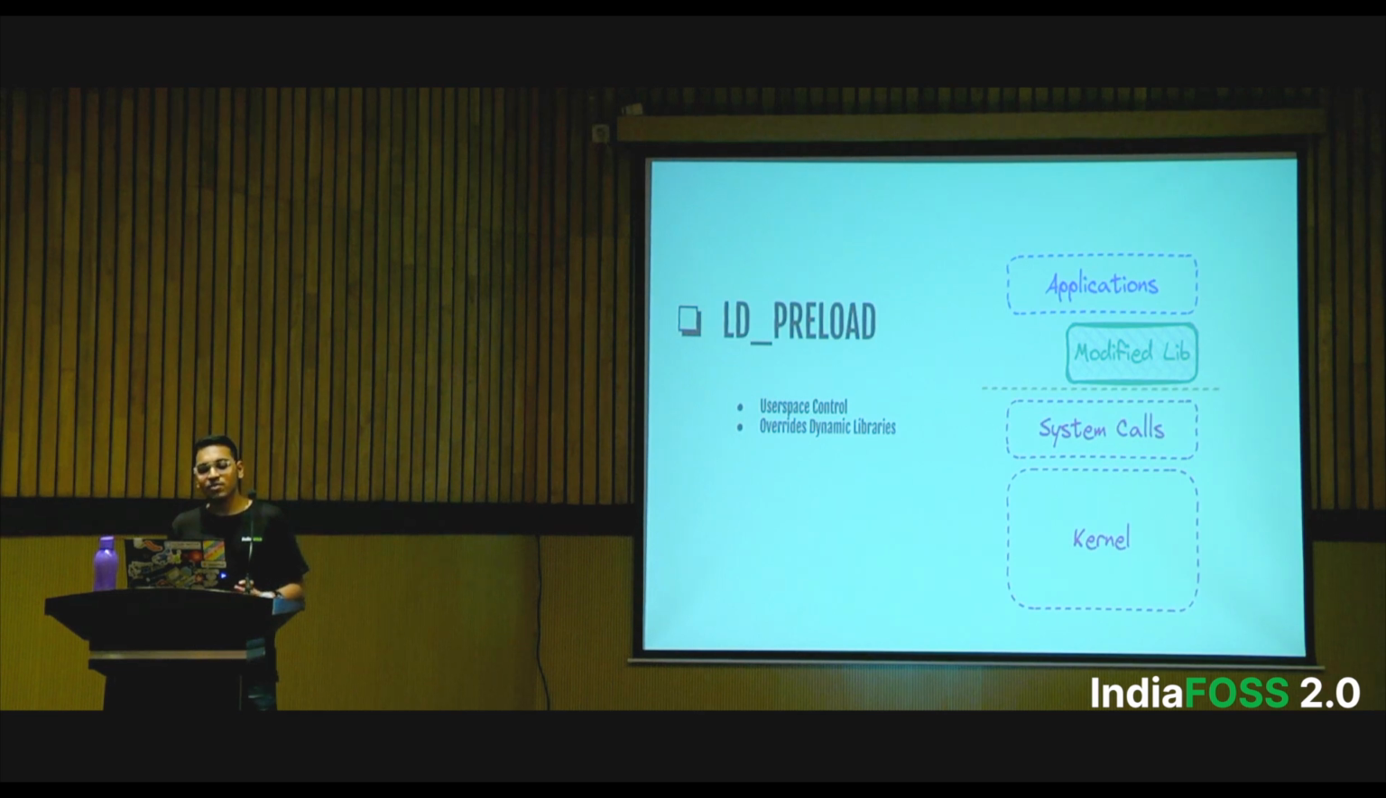We have LD preload, which acts as a user space control and overrides the dynamic libraries that each and every application tries to access. But the issue is that applications which are built with Go and such do not use shared libraries at all. They have their own statically linked binaries. And so they do not go through LD preload at all. And thus, the attacker can leverage it here.